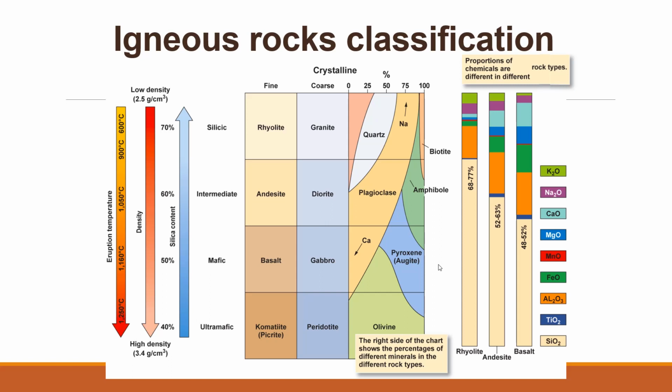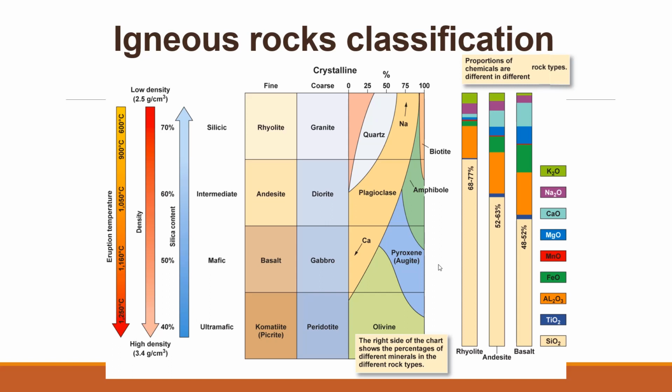I like this chart a lot. There's a lot of information on here. I want to point out these names are the simplified, very basic names. There is a lot more complex naming structure for igneous rocks.